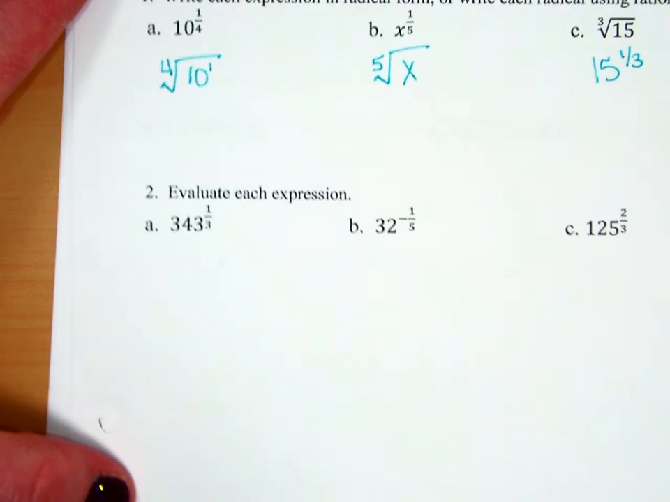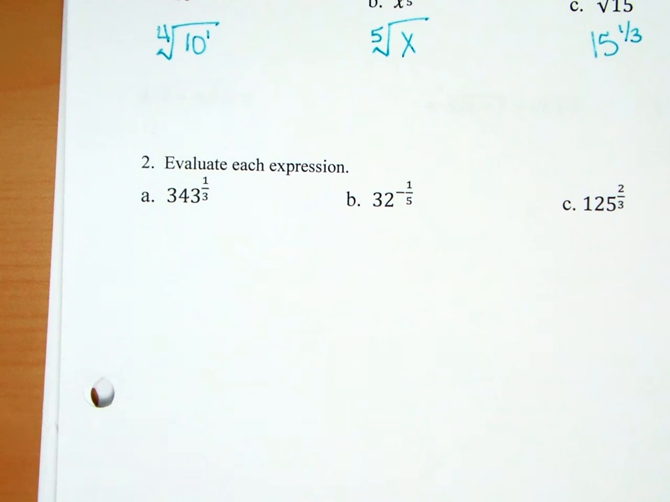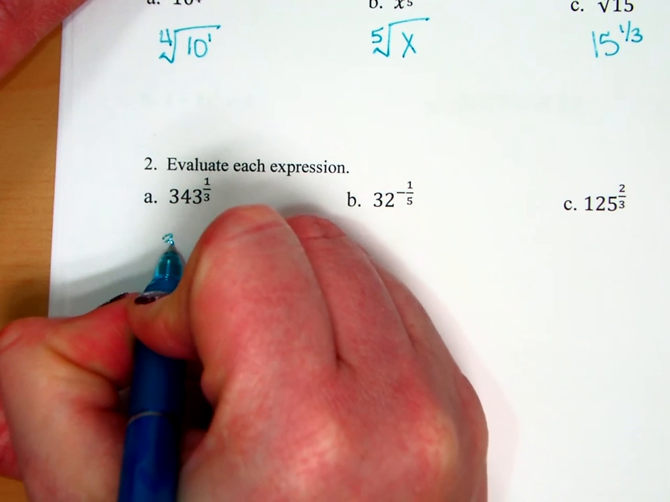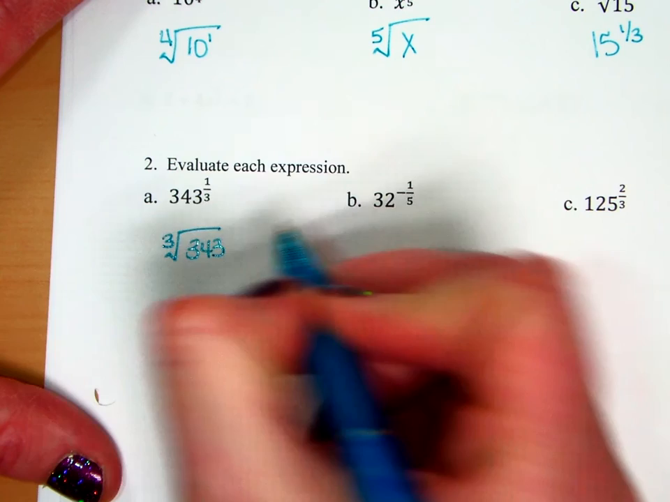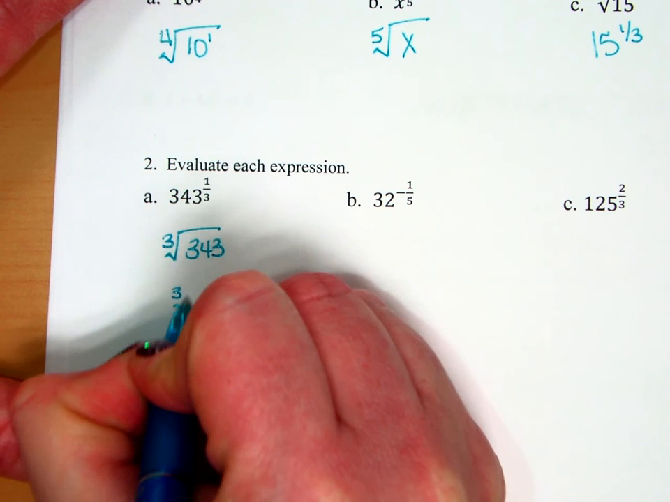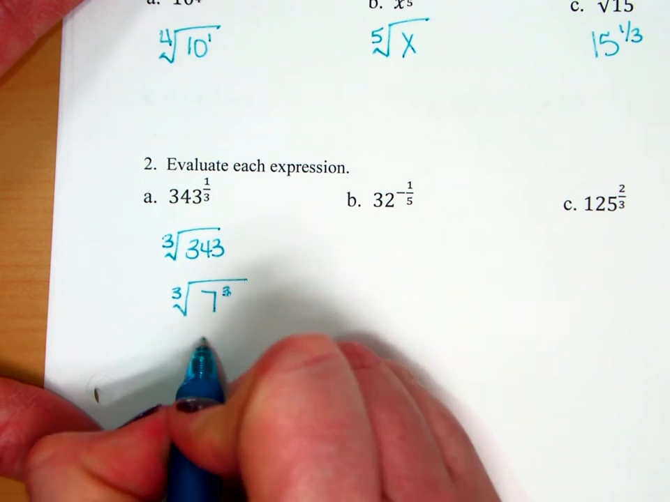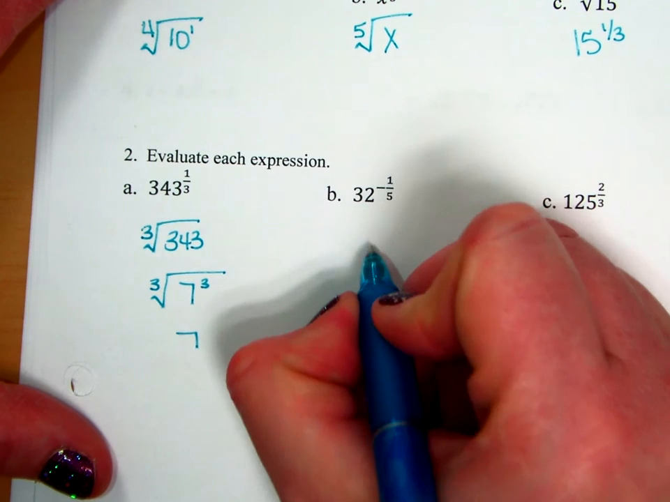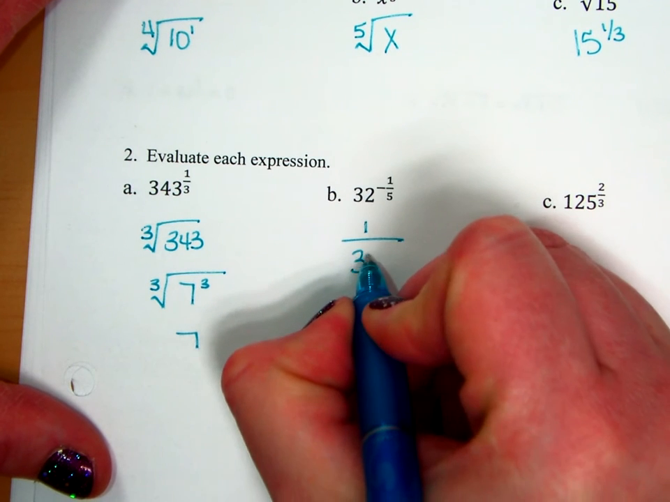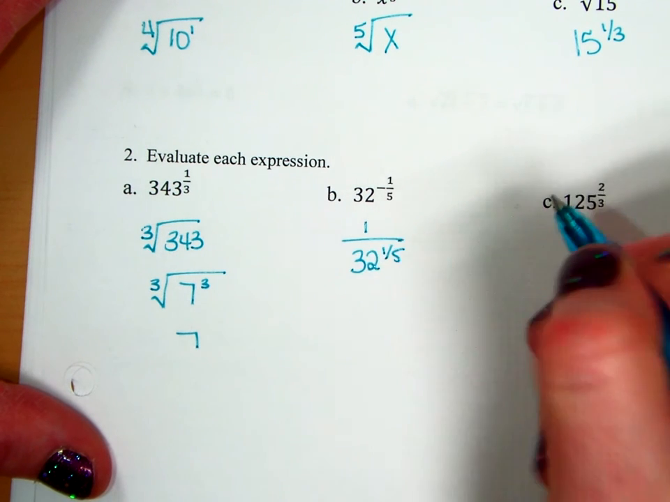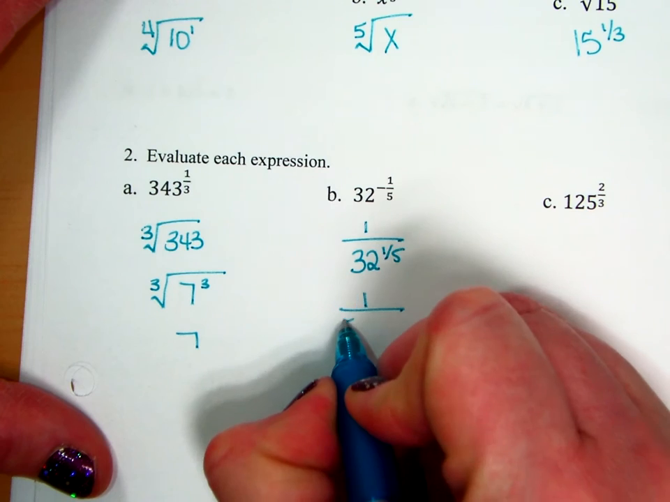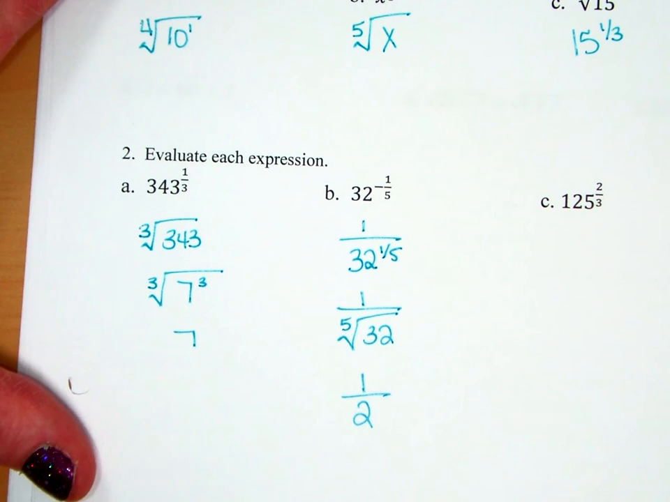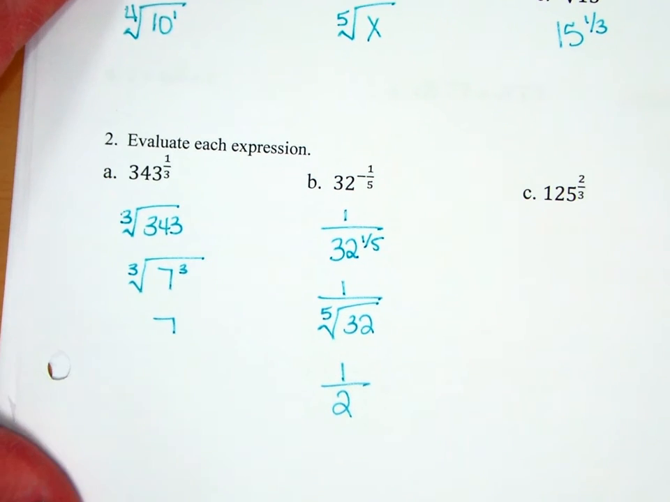So evaluating an expression. You can use your calculator if you get exact answers. You need to show your math or what you're doing, but this is the 3rd root of 343, which means I'm really doing the 3rd root of something cubed, which is 7. The answer is 7, or in my calculator I type it in. Exponents, this would be 1 over 32 to the 1/5, which would give me 1 over the 5th root of 32. Which in my calculator would give me 1/2. Or if I just took 32 to the negative 1/5, I get 1/2.